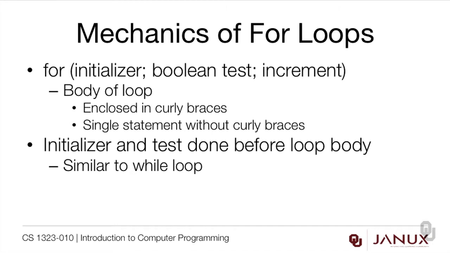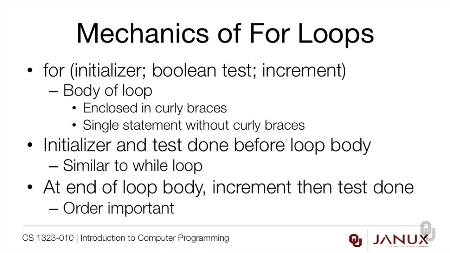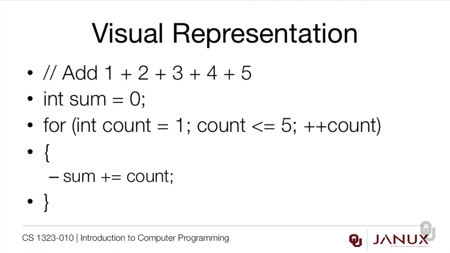Now here's where for loops get a little tricky. The initializer and the test are done before the loop body. This is similar to a while loop. But at the end of the loop body, the increment is done and then the test is done. Now the order of these operations is very important. Let me show you a picture to help you understand how this works.